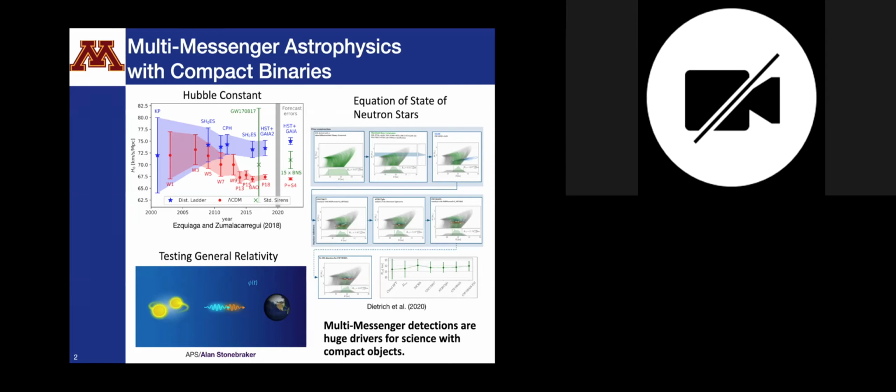Finally, and there's again many more science cases, but testing general relativity. Again, from this binary neutron star event, we could measure the time delay between the gravitational waves and this electromagnetic signature, which allowed us to pretty strongly constrain GR in this strong field regime. And that ended up placing quite strong constraints on any theories that go beyond Einstein's theory of general relativity. And so this is just a few ways in which multi-messenger detections are really driving the science that we can do with these compact objects.